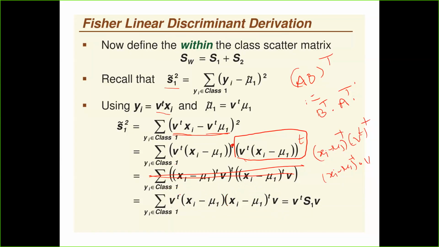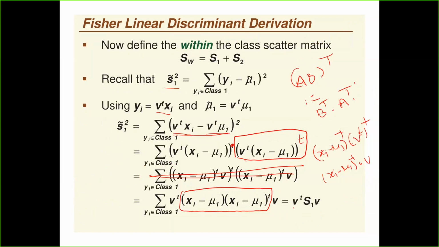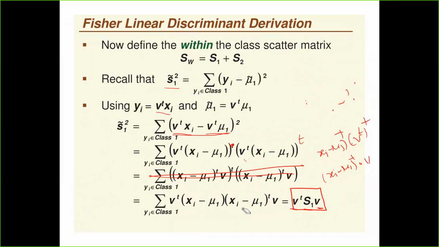So what is this? Xi minus mu1 times Xi minus mu1 transpose. Isn't it S1? Right. So substitute: V transpose S1 times V. So this is the relation between scatter in the projected space and the scatter in the original space. This is the scatter in the projected space and this is the scatter in the original space. Got it? So S1 bar is equivalent to V transpose S1 times V.